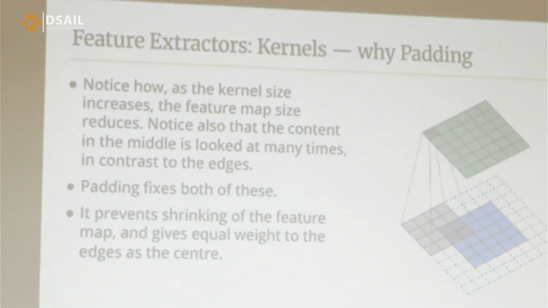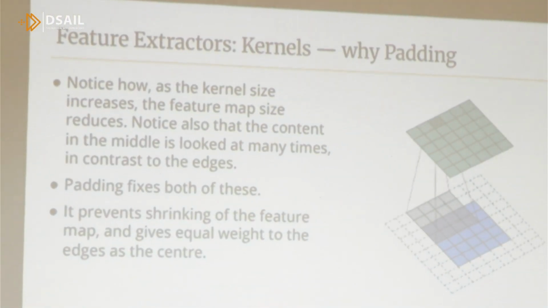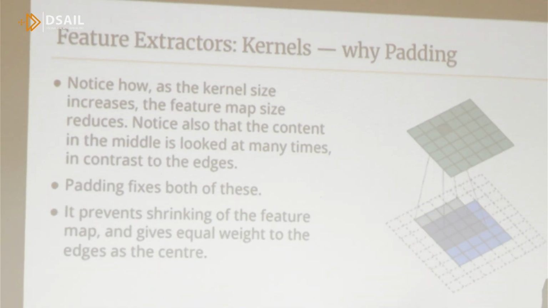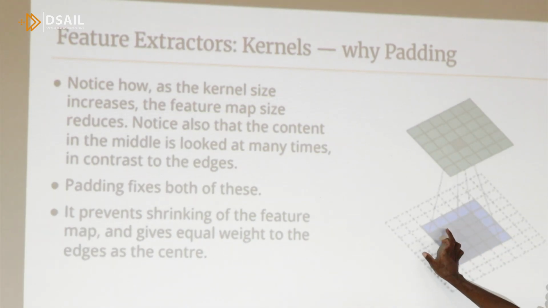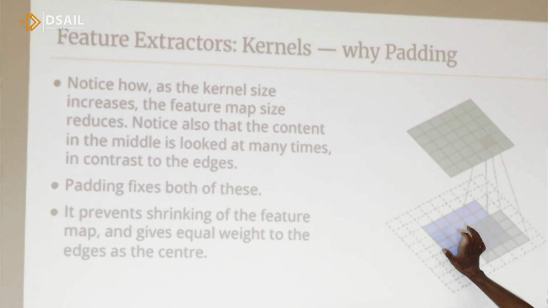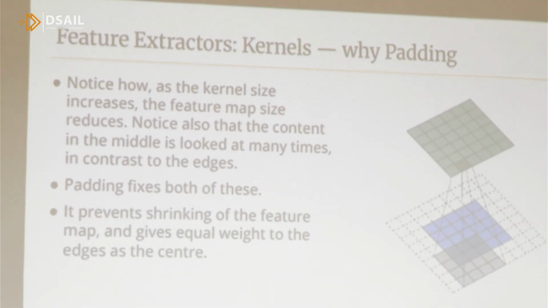So those are 2 aspects which padding fixes. And how does it do that? One, it prevents the shrinkage of the feature map, and you're going to see that in a short while when you do another example. And then it gives roughly equal weight to the edges as to the center. So when you have some extra space here, you'll notice that, for example, if we have a 3 by 3, this guy is covered once, twice, 3 times. And so is this guy, covered once, twice, thrice. So essentially, we are able to extract features on the edges when we have padding than when we don't.